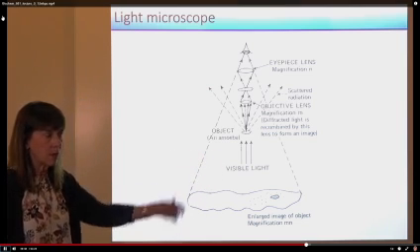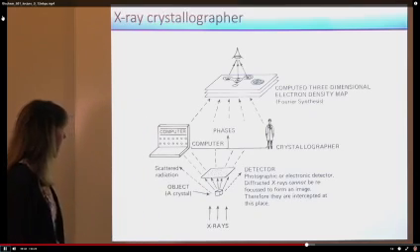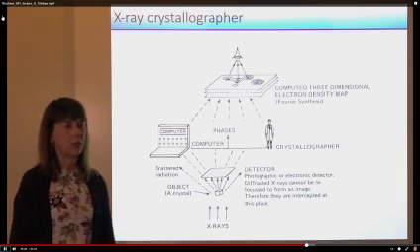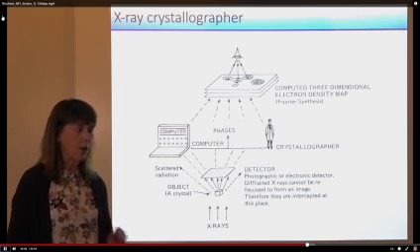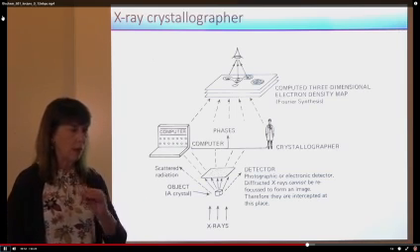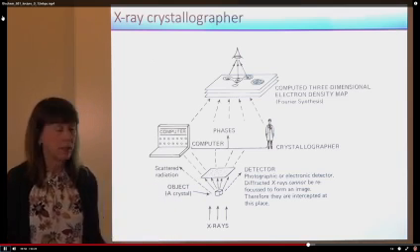So you can do this with visible light if you have something about the size of an amoeba, for example, in a light microscope. Well, how does the X-ray crystallographer do it? First thing is you have to crystallize your protein. And why do you have to crystallize your protein? Because of signal to noise. You've got to get all those protein molecules lined up so that when the crystal diffracts the X-rays, you can get some information out of it.